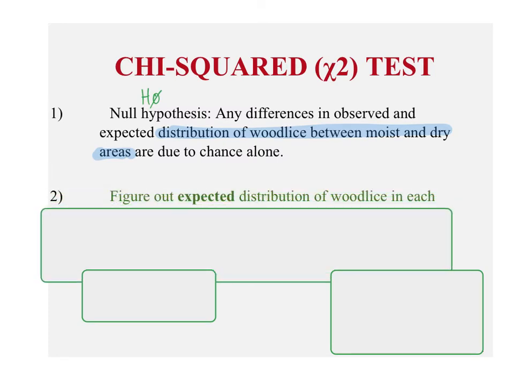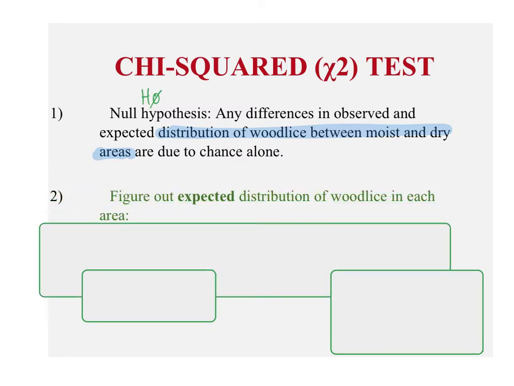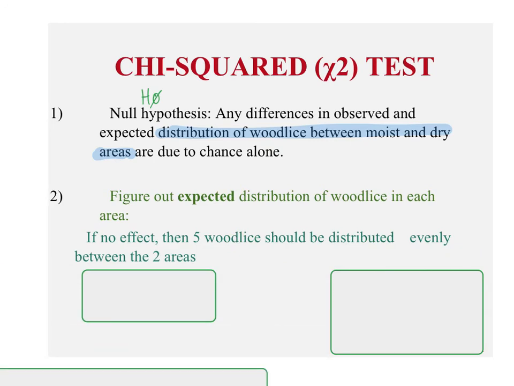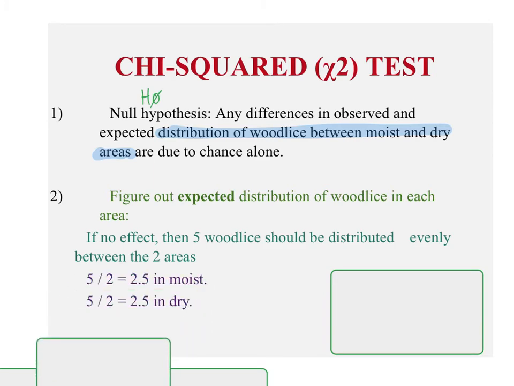Then you've got to figure out what your expected distribution of woodlice are for each area. So in this situation, if there's no extraneous variables or factors that are affecting the woodlice movement, then you should expect them to be evenly distributed. And of my 5 woodlice, I would expect 2.5 in the moist area and 2.5 in the dry. We're not going to think about the fact that there's half a woodlouse in either area. We're just going to work with it.